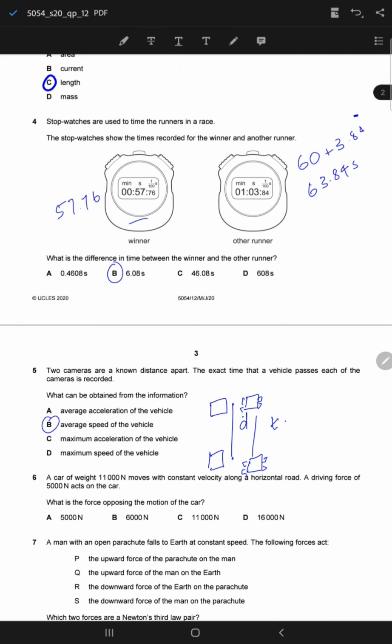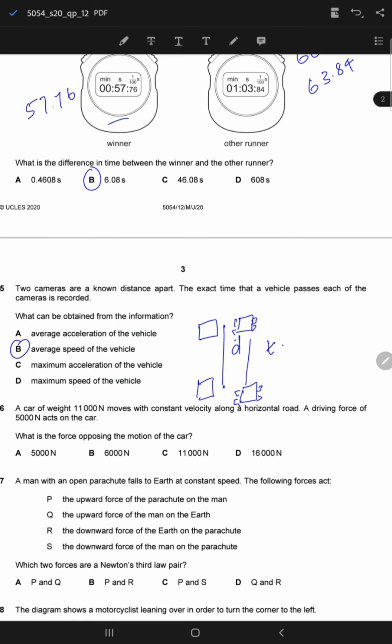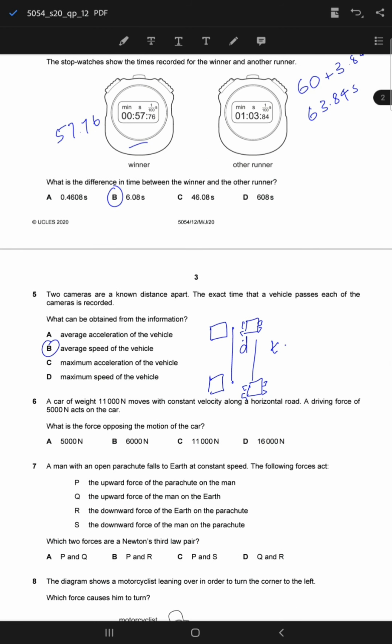Moving on. A car of weight 11,000 Newton moves with a constant velocity along a horizontal road. In this question they have laid particular emphasis on the constant velocity. Whenever there is constant velocity, you should know that the object has zero acceleration. A driving force of 5,000 Newton acts on the car. What is the force opposing the motion of the car?